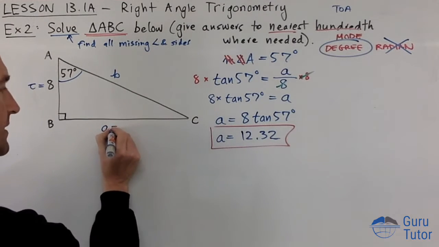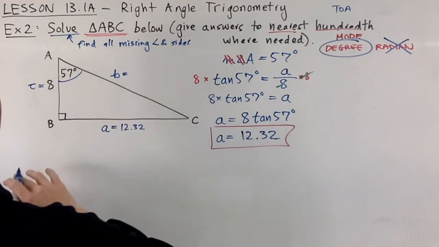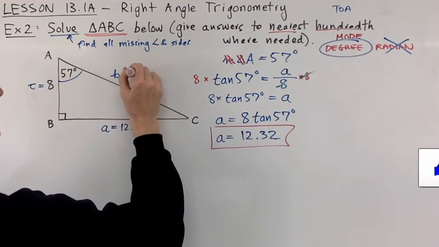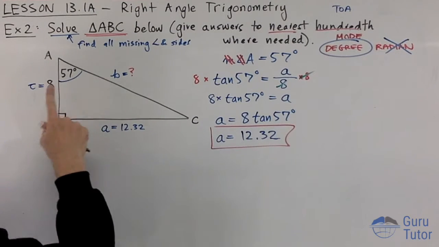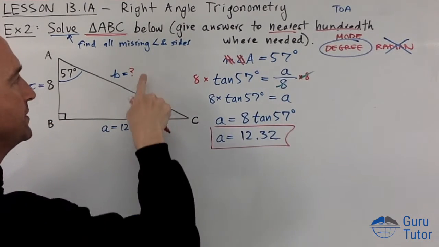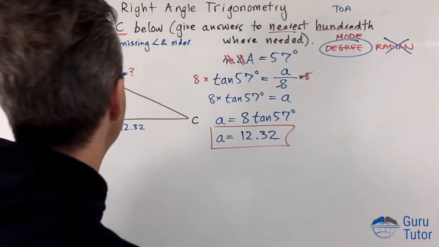We now know what this is. This is 12.32. Let's now go on and figure out what B is. So you've got a couple of options here. You could even use Pythagoras' theorem if you like: 8 squared plus 12.32 squared equals B squared. You can do that. But we want to practice our trigonometry skills because that's what we're here for.